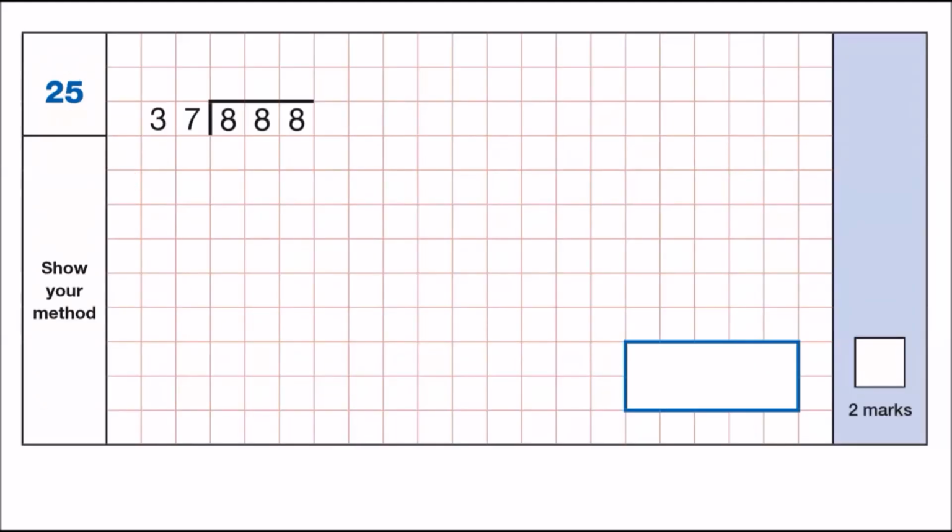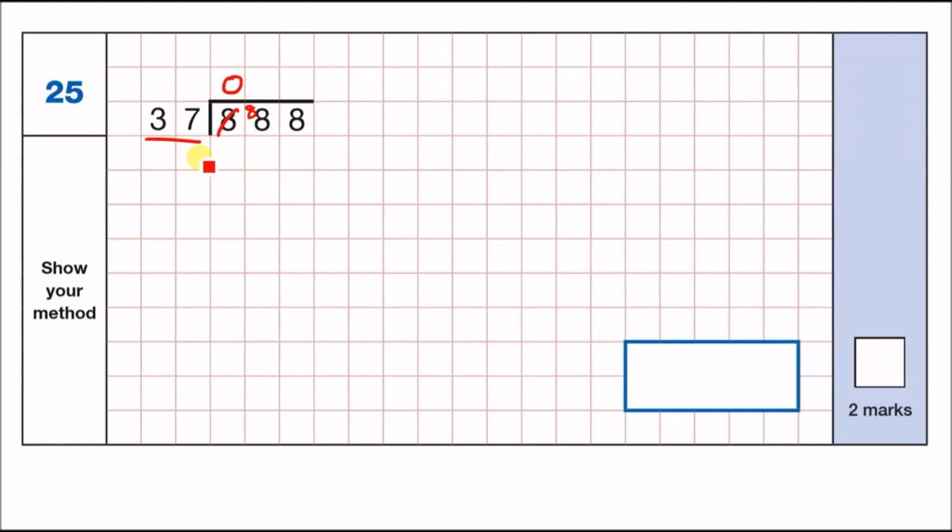Okay, next question. So here we got 888 divided by 37. Now we need to ask ourselves, how many times does 37 go into this number? Well, a trick is to firstly just check how many times 37 goes into 8. Well, it can't, because it's bigger, so it's nothing. So when it doesn't go into it, you carry the next number across. So now we have 37 into 88.